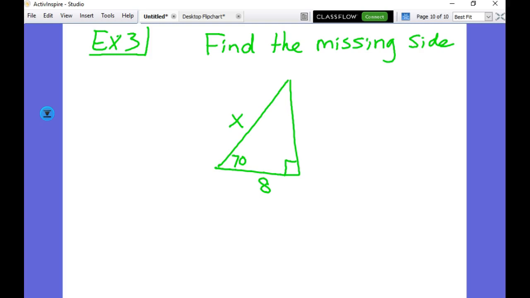It's not one of those special right triangles, right? It's a 70-degree angle. We don't have any little rule for that one. Good news is our calculator knows all the triangles. We only know those special ones, but our calculator knows all of them. So our calculator is going to help us.